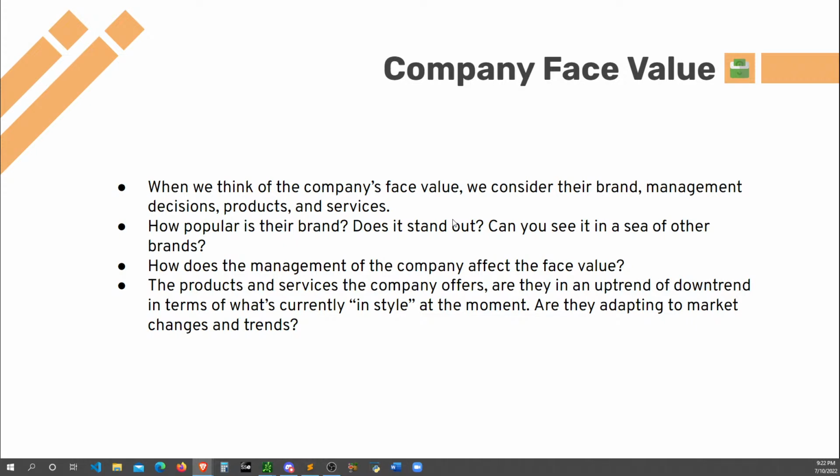I'll use an example like Nike, right? So when we talk about Nike and apparel and shoes, let's specifically discuss shoes. Does Nike stand out amongst its competition? When you put a pair of Nike shoes with Adidas and Reebok, Skechers, Puma, whatever the case, does Nike catch your eye first? I think it catches my eye first. I've always been a big fan of Nike. I've always liked Nike shoes.